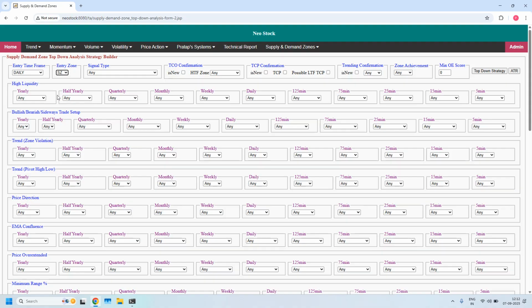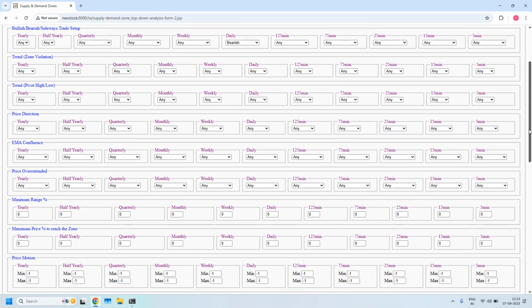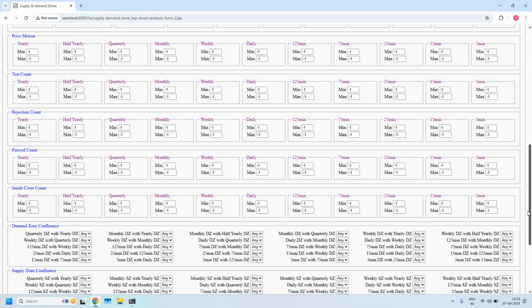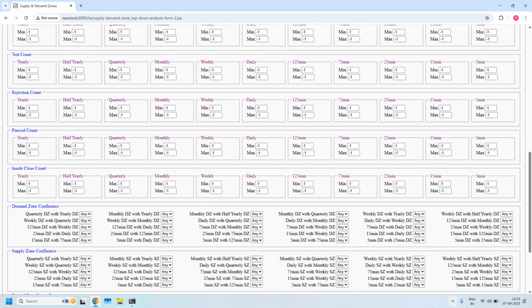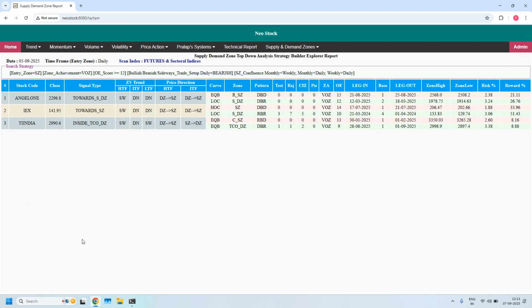Daily supply zone and here daily bearish zone achievement, VWAZ at minimum odd enhancer score 12. And in the supply zone confluence, 3 filters we have to set. First one is daily and weekly. Next daily and monthly, and weekly and monthly supply zone confluence. With all the 3 filters, we got 3 stocks.